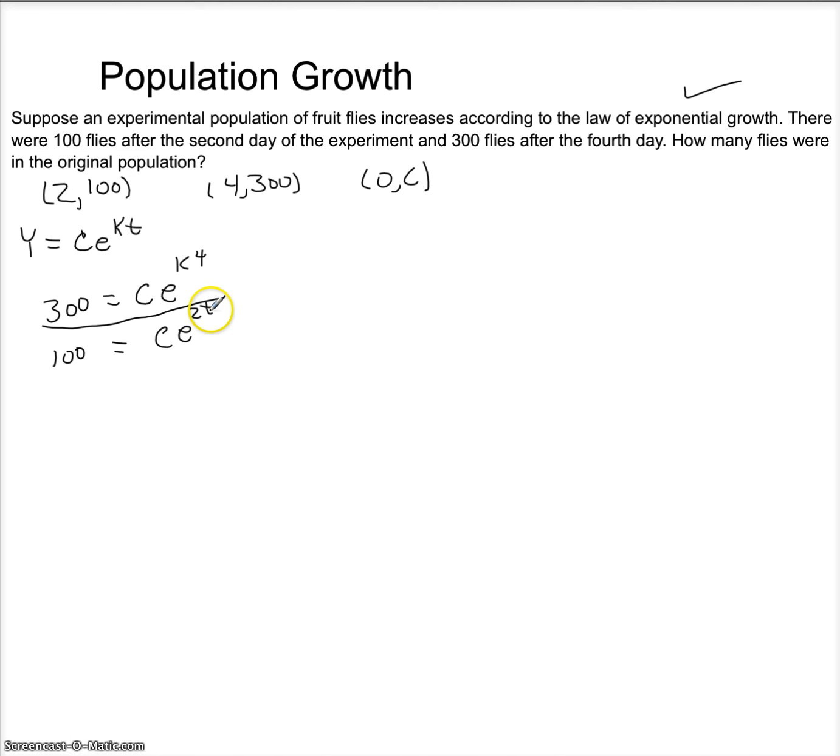That should be a k, not a t. Sorry about that. So this is 3 is equal to e to the 2k. Kind of slick, isn't it? So when I solve this for k, I get k is about 0.5493.